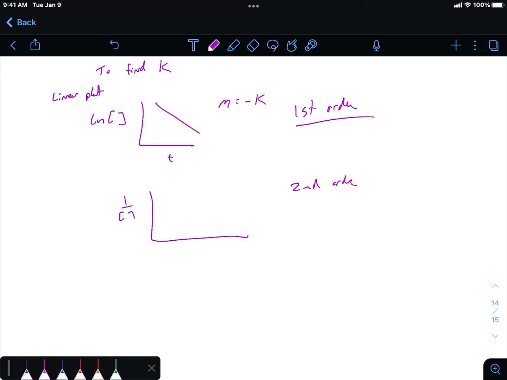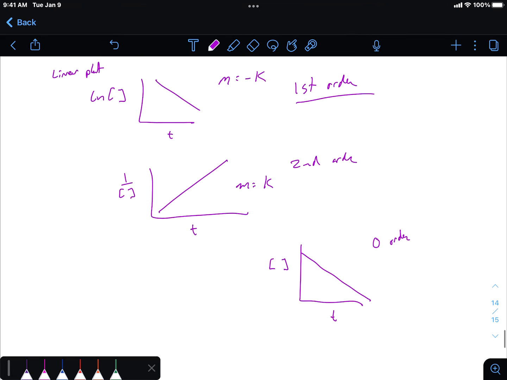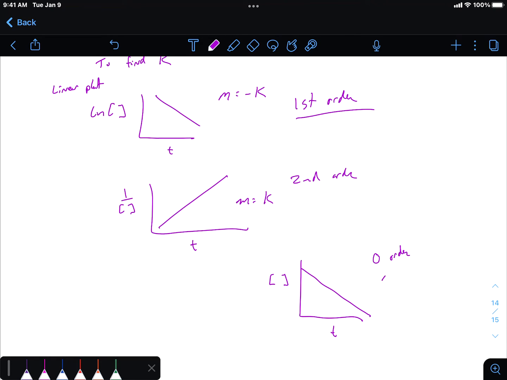you're plotting the inverse of the concentration versus time. And that means M is equal to K. That's how you find the rate constant if it is second order. And then remember that if it is 0 order, the rate constant is the opposite of the slope, and actually the rate is the rate constant if it's 0 order.